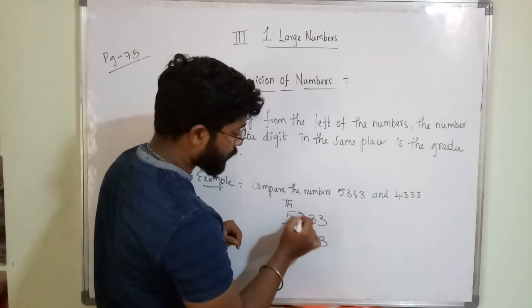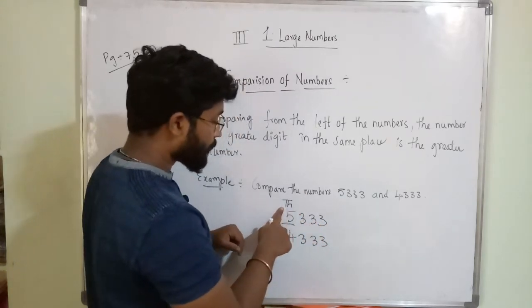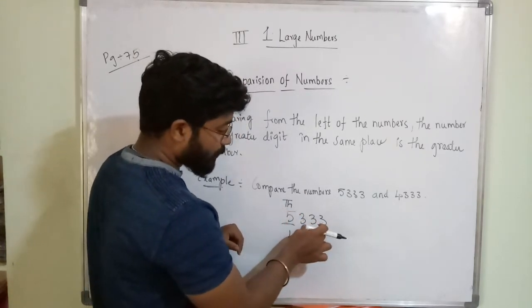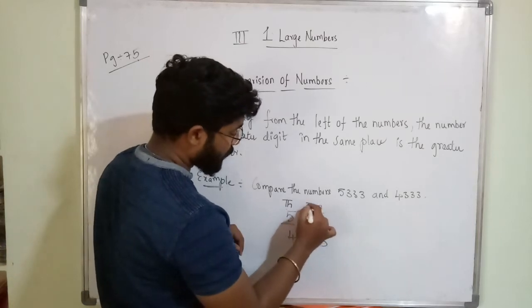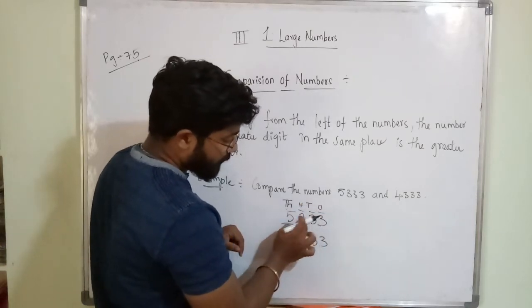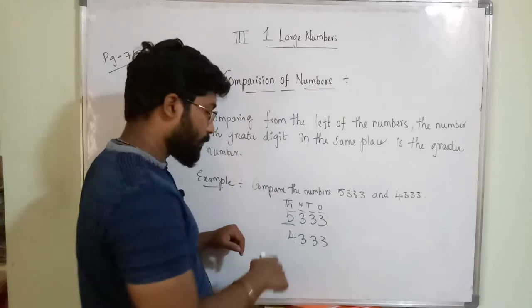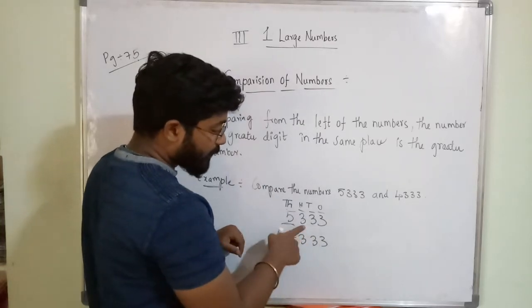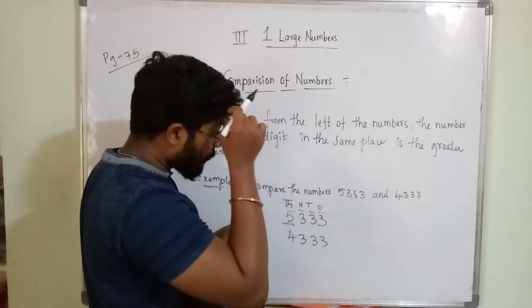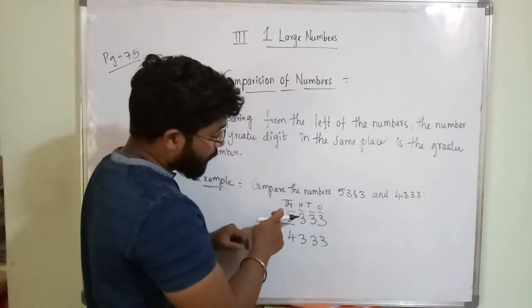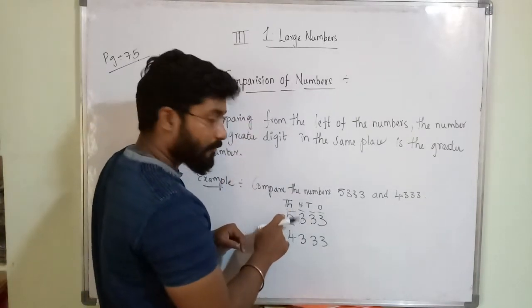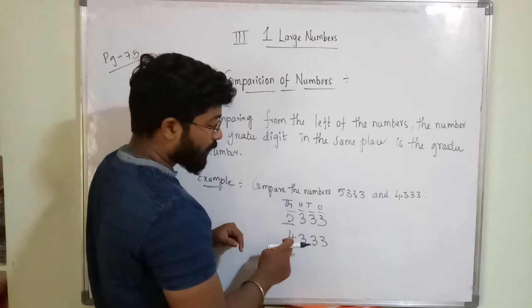In the thousands place, all ones, tens, hundreds, these three digits are the same in both numbers: 333 here, also 333 here. But in the thousands place, here you have 5333, and here you have 4333.